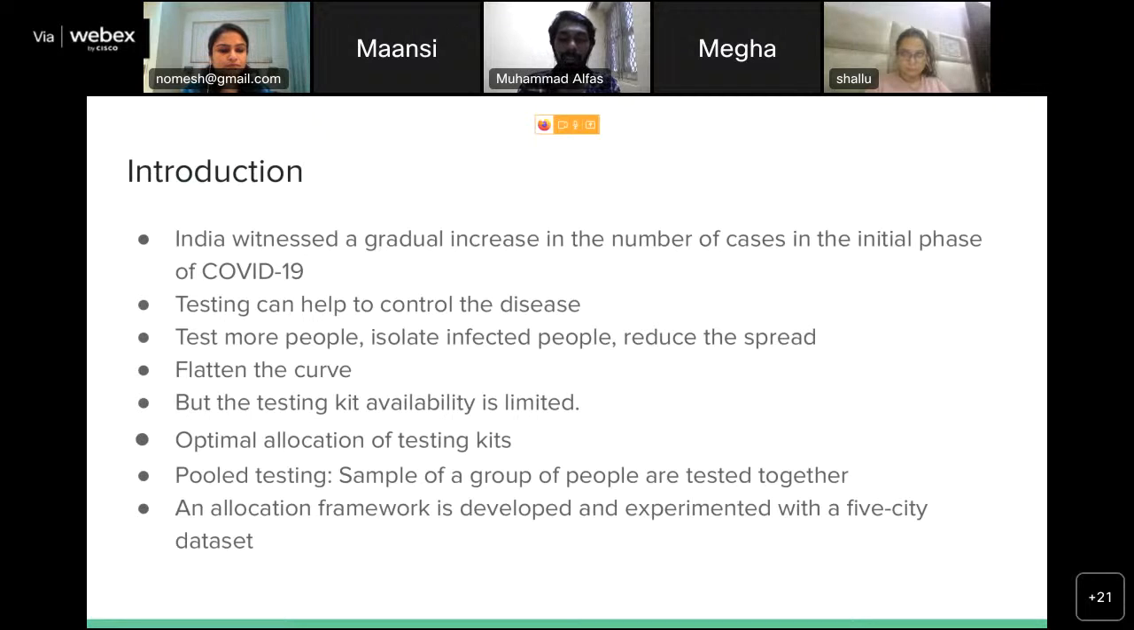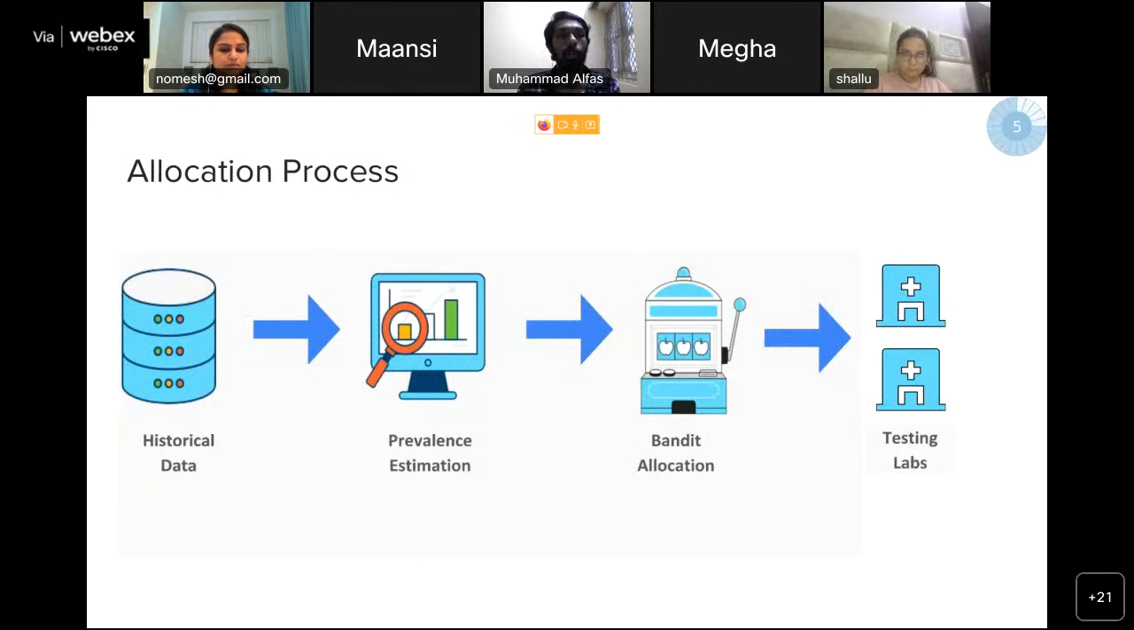The 5-city data set is data from five major Indian cities. This is the overview of the allocation process based on the allocation framework we developed. We have historical data of past testings and infections, and based on the historical data, we estimate the prevalence of the disease. Based on the prevalence, we use a bandit allocation model to allocate testing kits optimally. Then we distribute these testing kits to testing labs, and in the testing labs, we do pooled testing. So that's the allocation process.